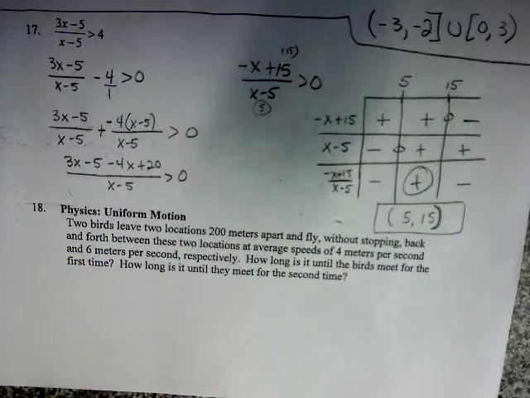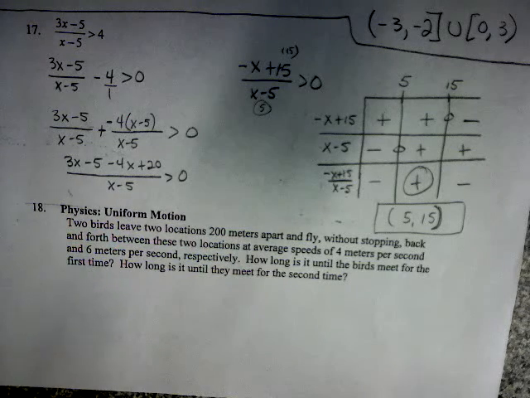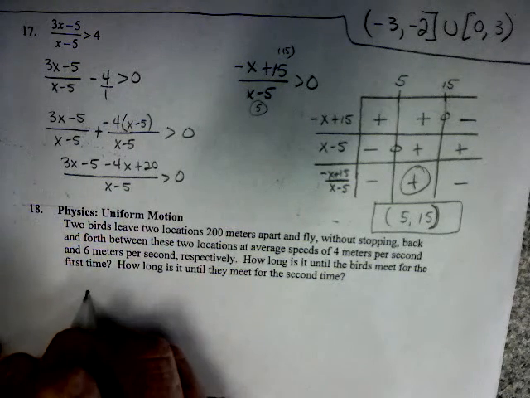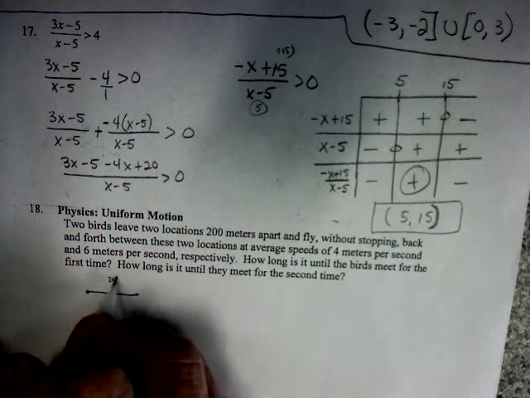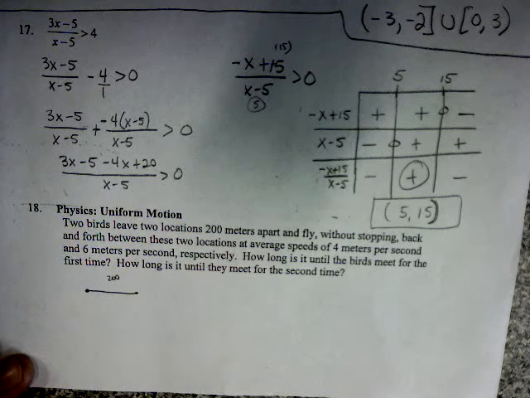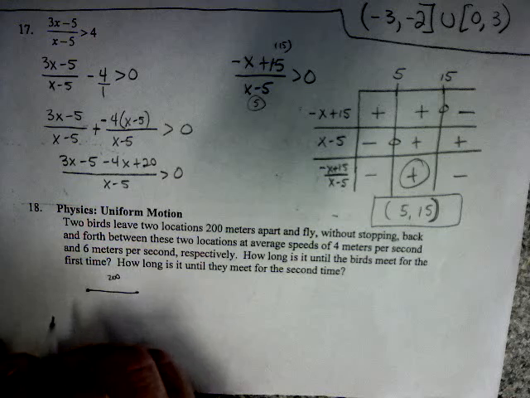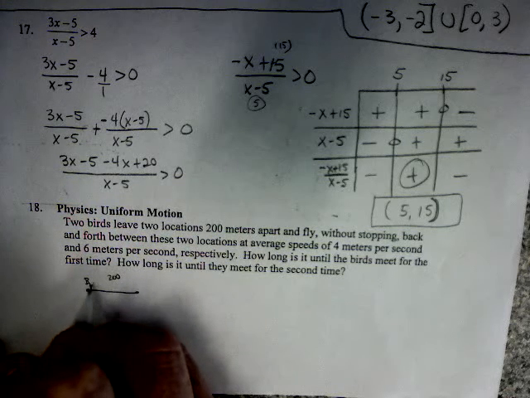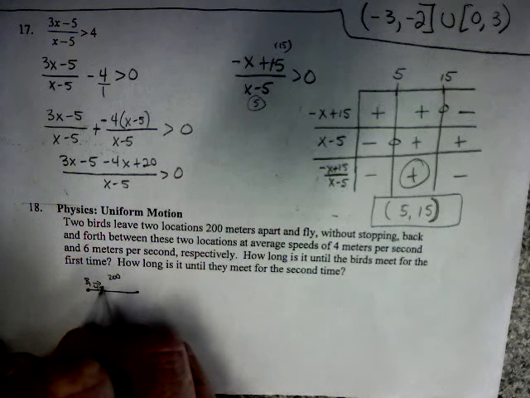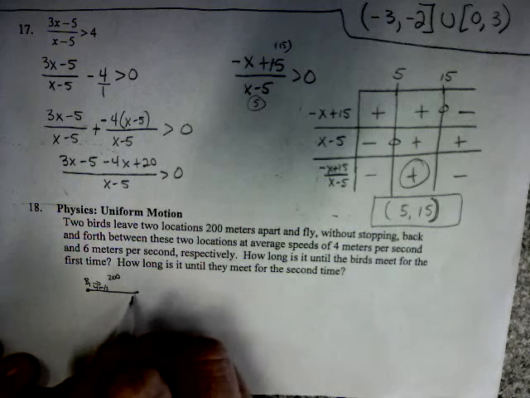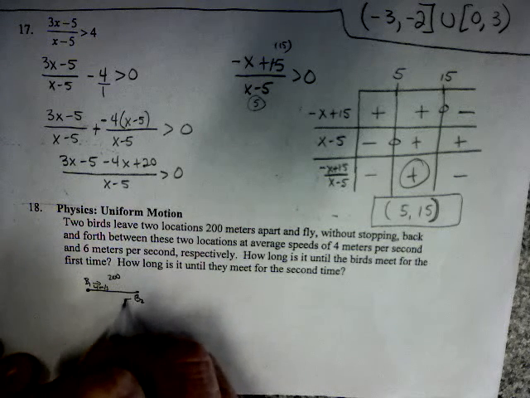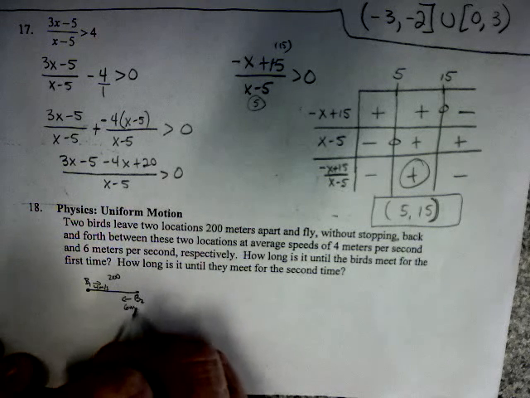Okay, and number 18. Two birds leave two locations 200 meters apart. So we have a distance of 200 meters apart. They fly without stopping back and forth between the two locations at an average speed of 4 meters per second and 6 meters per second. So let's say this is bird 1. He's going at 4 meters per second. And this is bird 2, and he's flying this way at 6 meters per second.